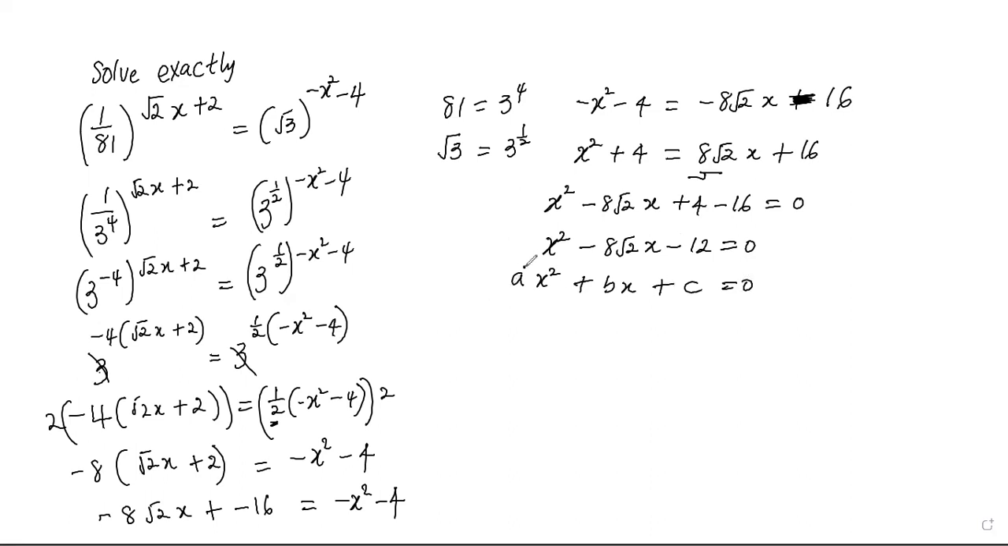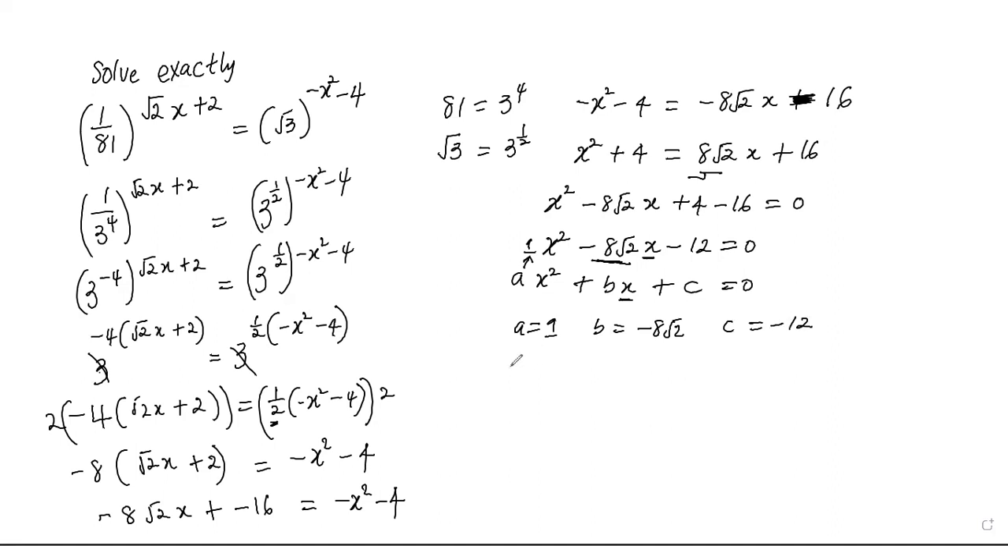So you can see that your a is the coefficient of x squared, which is just 1 right here. So a is equal to 1 and b is equal to minus 8 root 2. b is the coefficient of x. So every coefficient of x here is your b, which is minus 8 root 2. And lastly, c is this whole guy here, which is just minus 12.